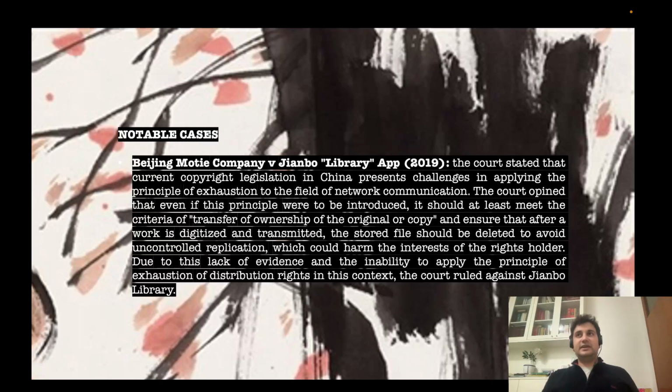Okay, so it's interesting how the EU and China are actually on the same page here in saying exhaustion works just if there is a tangible medium to work with, and tangible means that it needs to be physical, right? And they would prefer in Europe, as we said, to use communication to the public instead of the distribution right as something to be held in court, basically.